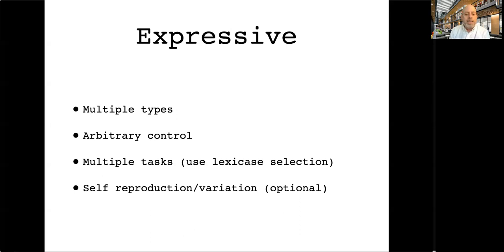And then finally, and I list it as optional here, the expressiveness of the push language makes it possible, among other things, along with evolving programs that use multiple types and arbitrary control structures and that complete multiple tasks, to also evolve programs that express their own methods of reproduction and variation. Okay. So normally in genetic programming, the methods of reproduction and variation are provided by the system or by the programmer. That means, how do you do mutation? How do you do crossover?